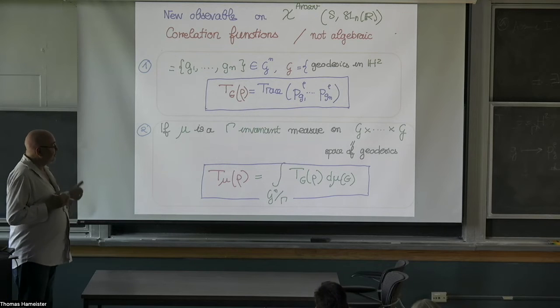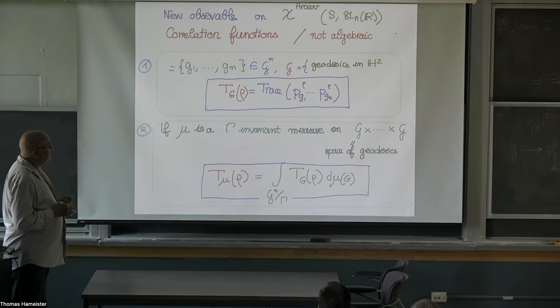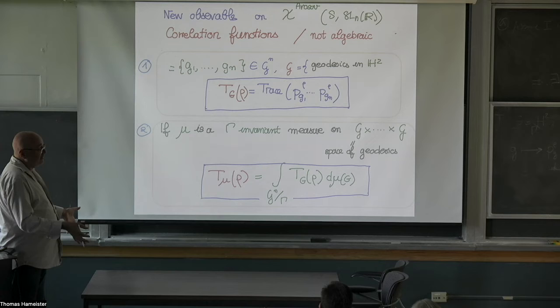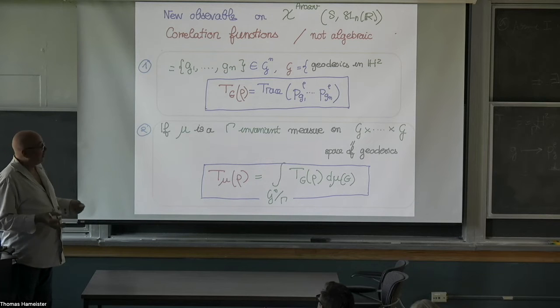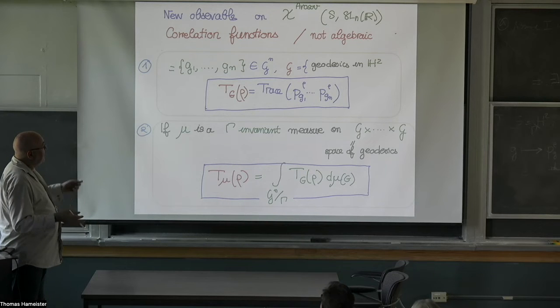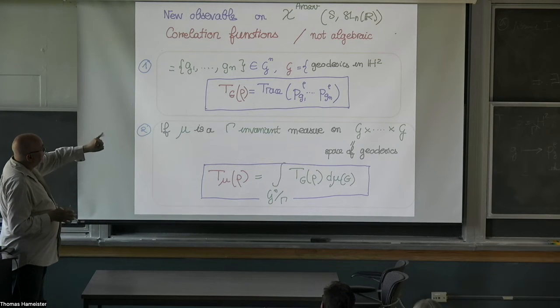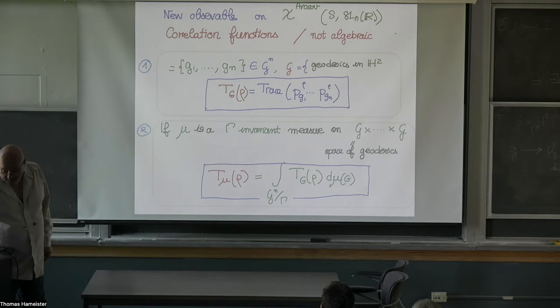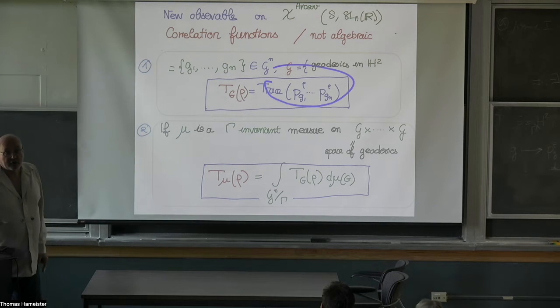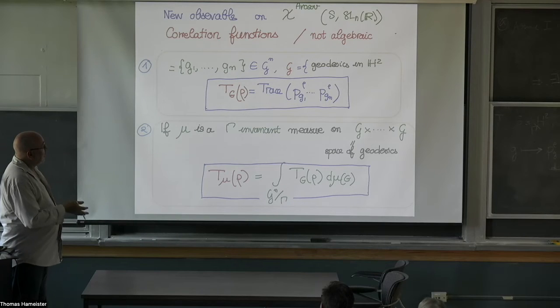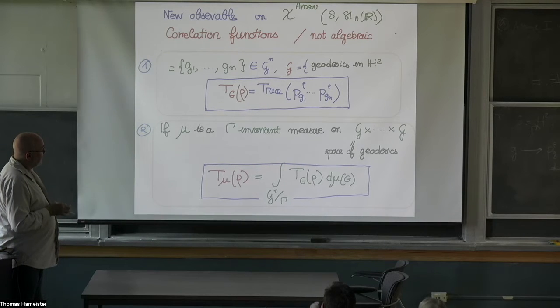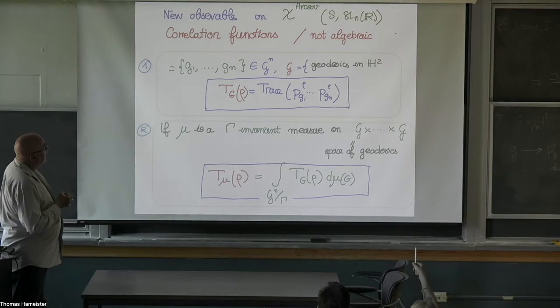Okay, so let's explain this construction again. The first thing is that if you have n geodesics, you can consider the configuration of n geodesics. You can consider this function, which is just a trace of the product of the projectors.